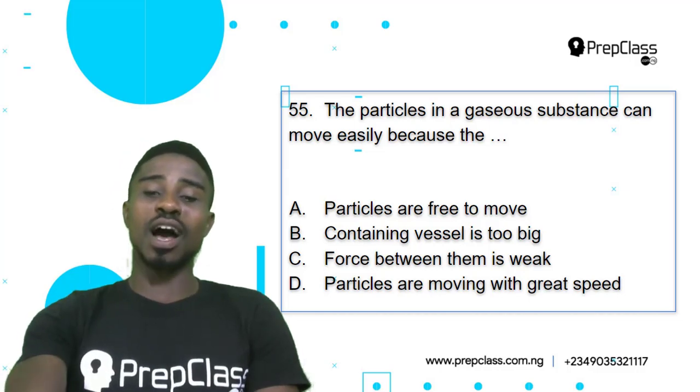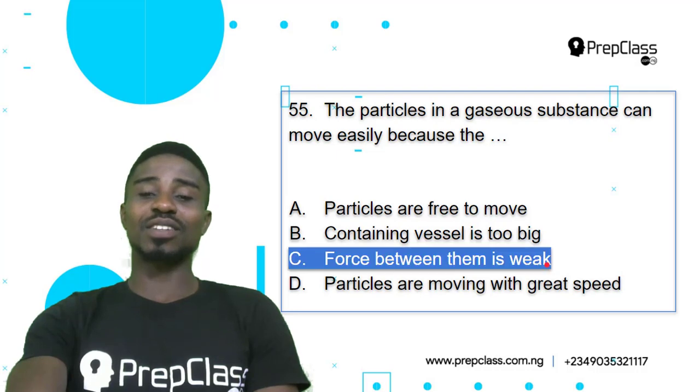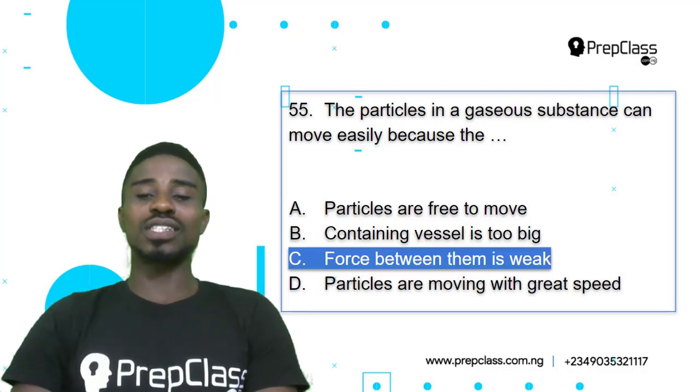So our correct answer would be option C. Force between them is weak. Alright, let's check it out. Question 55, option C. Force between them is weak.